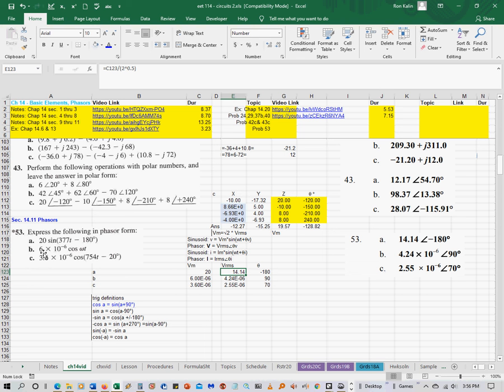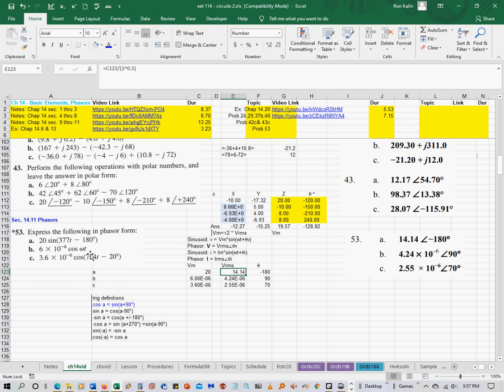Part B is 6 times 10 to the negative 6 of cosine omega t. Now that's tricky because you don't want cosines. You want to convert that cosine to sine. So you have to use the trig definitions. Cosine of A equals sine of A plus 90 degrees. Okay, so you're going to take that 6 times 10 to the negative 6 divided by the square root of 2. You get 4.24 times 10 to the negative 6.